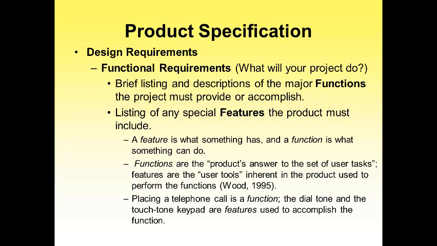So to differentiate these, a feature is what something has, a function is what something does. Or using the old definition from Wood, functions are the product's answer to the set of the user's tasks, whereas features are the tools inherent in the product used to perform those functions. So for example, if you're placing a telephone call, making that call is the function. Having a dial tone or a touch tone keypad, those are features that are used to accomplish the function.